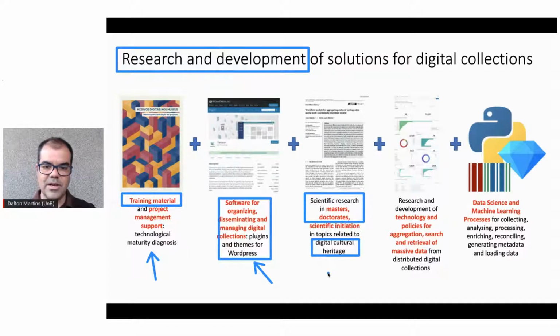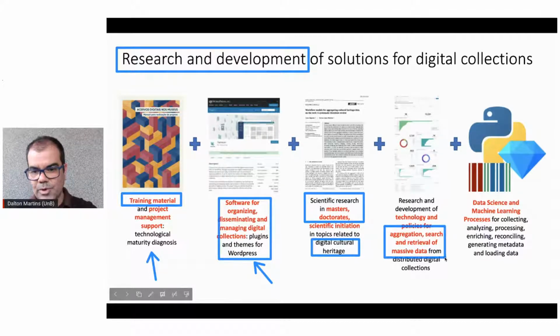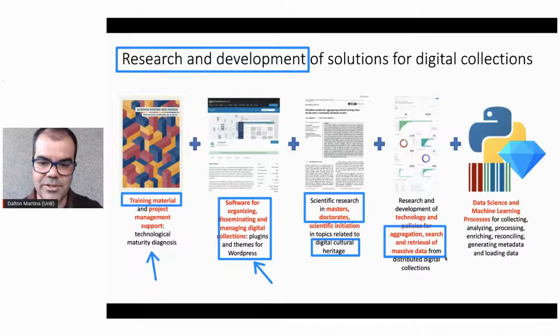We have some efforts to develop scientific articles and book chapters, and to publish our results in the scientific literature. And we have a very specific group dedicated to aggregation efforts, to retrieve and develop new kinds of search solutions for massive data from digital collections. So we are interested in how we can collect data from different digital repositories, museums, and libraries, how we can put this data together, and how we can make search and retrieval of this massive data.